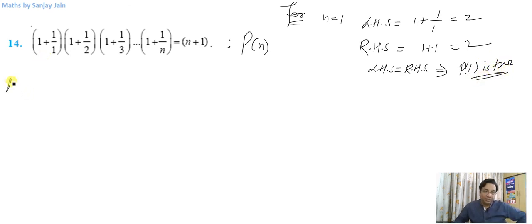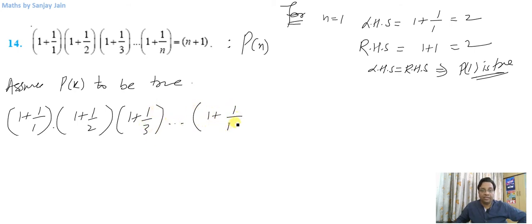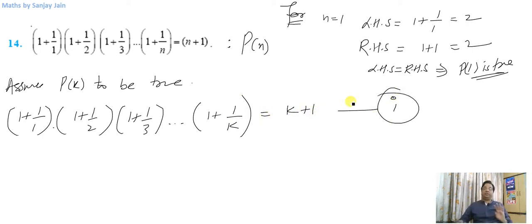Now the next step is assuming P of k to be true. What the statement will be? This will be the statement: (1 plus 1 over 1)(1 plus 1 over 2)(1 plus 1 by 3), and so on, (1 plus 1 by k), and it will be equal to k plus 1. So this is my first statement based on the assumption that P of k is true.